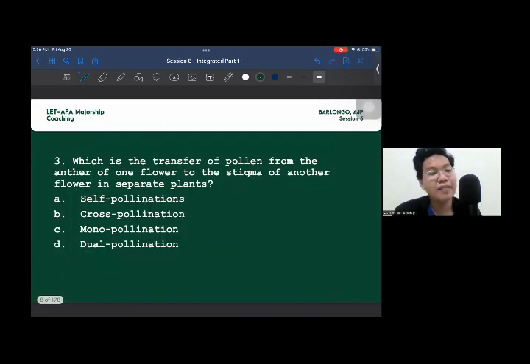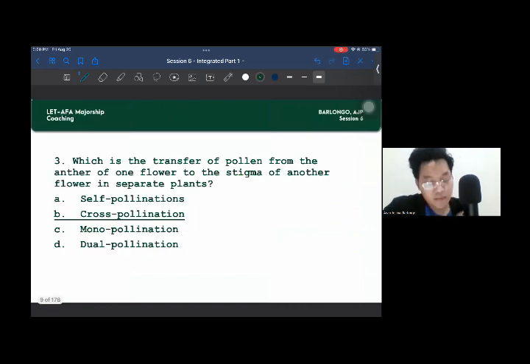Okay. So next, we have which is the transfer of pollen from the anther of one flower to the stigma of another flower in separate plants. A, self-pollination. B, cross-pollination. C, monopollination. Or letter D, dual pollination. So, the answer for this one is letter B, which is cross-pollination.